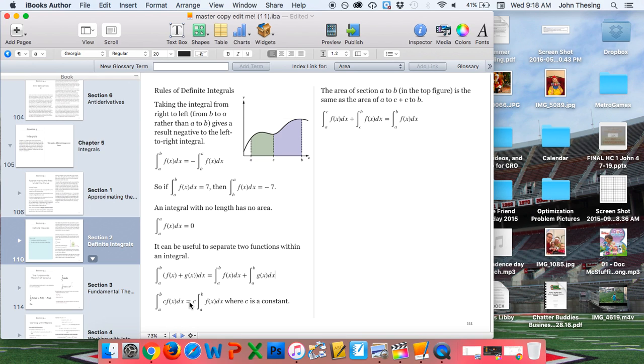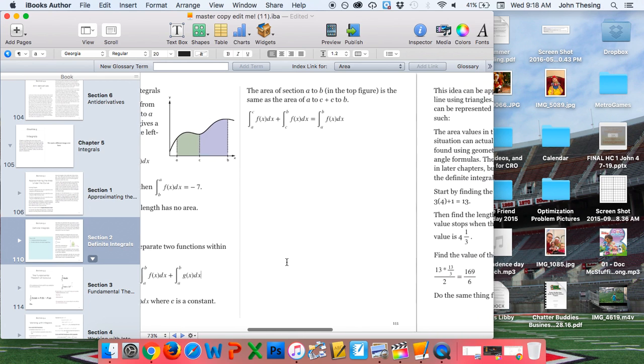It also might not be a bad idea to just do like 4 f of x or 5 f of x or something like that, and then just pull the 5 out in the front. That's always helpful for people to see examples.